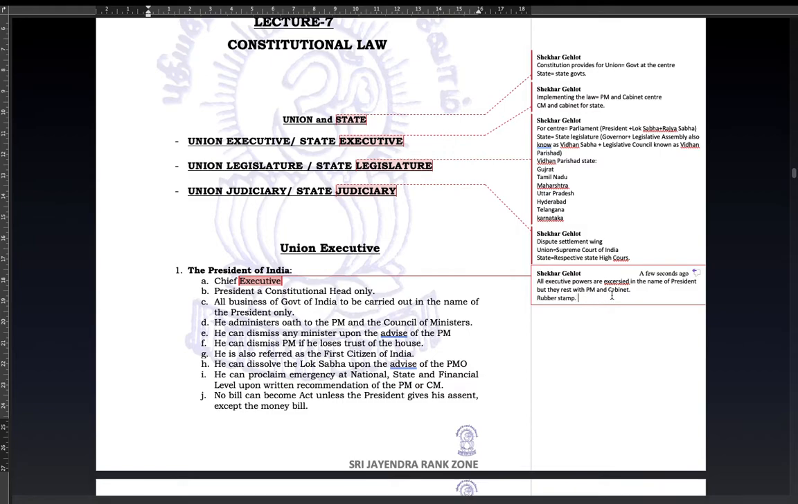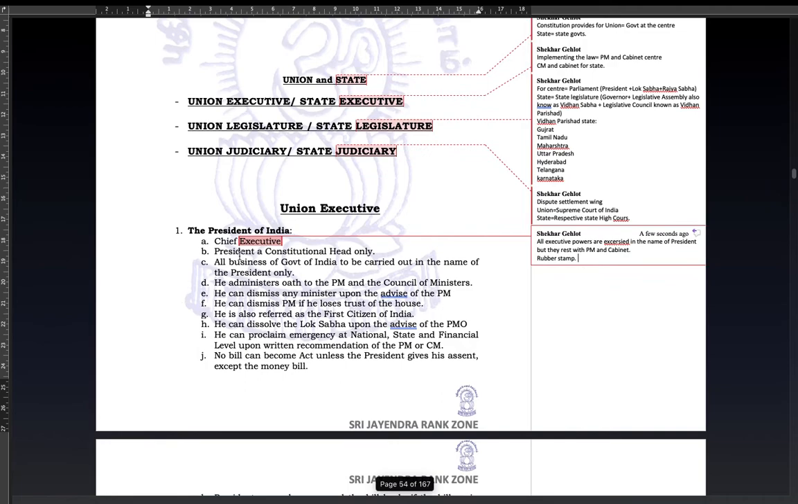Whatever PM and cabinet are doing, he just stamps it. He just puts a stamp of approval on that particular decision, and he does not have too much power to refuse to accede to what PM and cabinet have decided. Okay, so President of India is the chief executive. He is the constitutional head only, like I just described to you why he is only a constitutional head. Why? Because the real head is the prime minister and the cabinet.